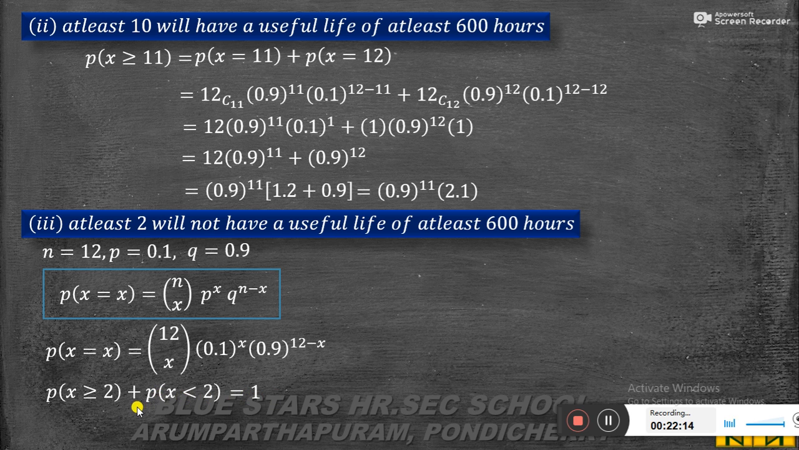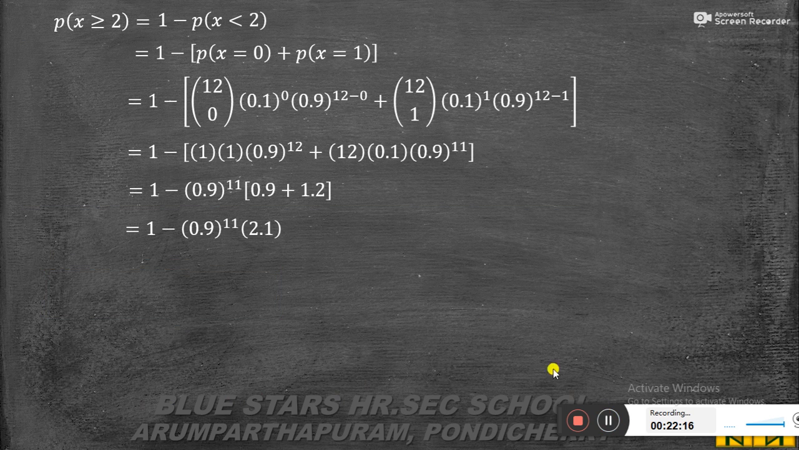So from this I write it. You see here, probability of x greater than or equal to 2 equals 1 minus probability of x less than 2. So x less than 2 means x takes values smaller than 2, that is x equal to 0 and x equal to 1. So I substitute in the binomial distribution: 12c0, 0.1 whole power 0, 0.9 whole power 12 minus 0, plus 12c1, 0.1 whole power 1, 0.9 whole power 12 minus 1.